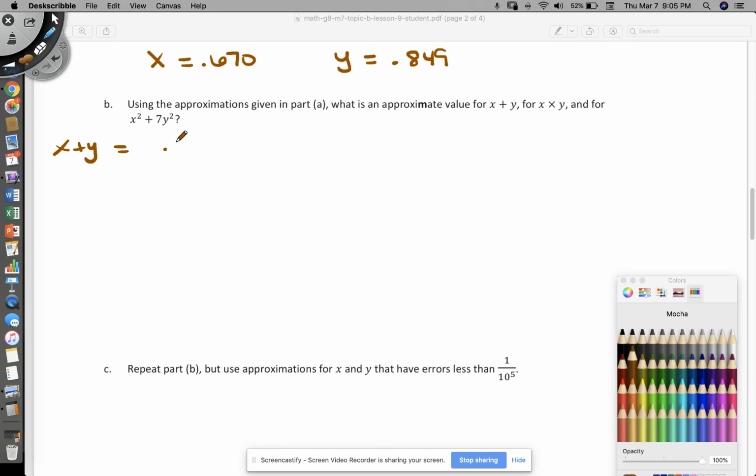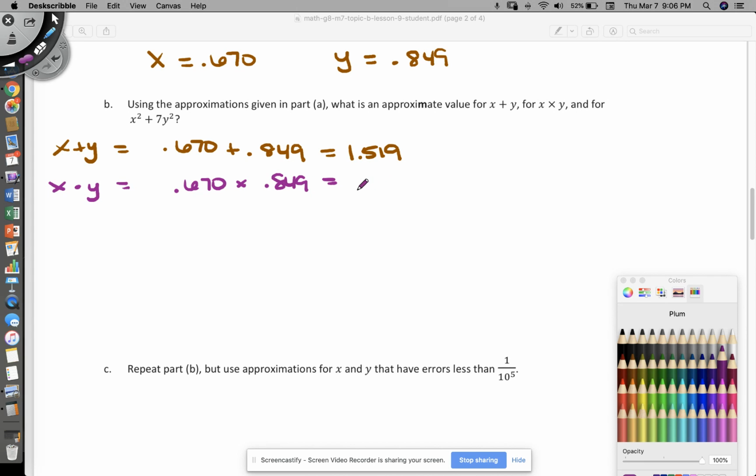That's going to be 0.670 plus 0.849. And if you do that on your calculator, you should get 1.519. All right, let's multiply them. X times y. And that gives me 0.670 times 0.849. And check that on your calculator. You should get 0.56883.